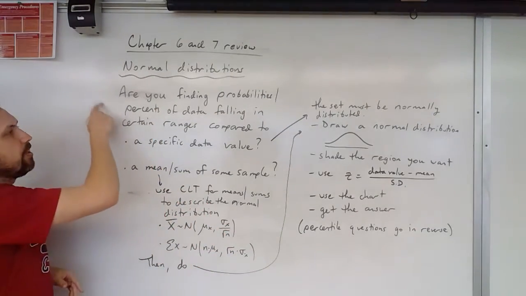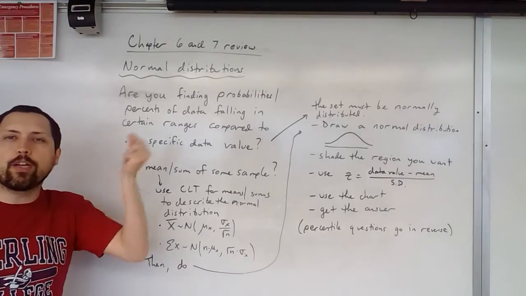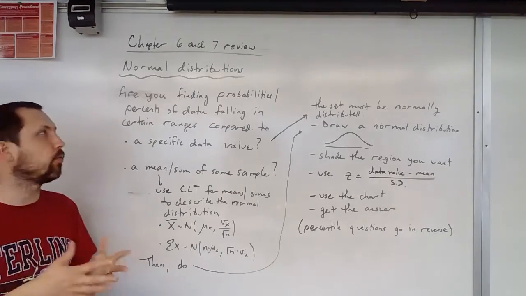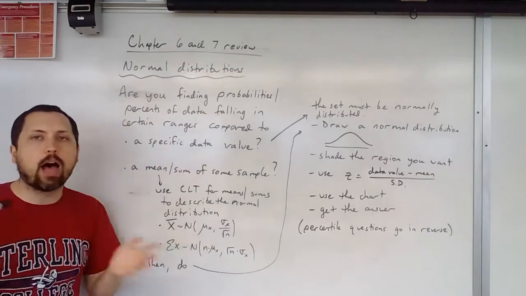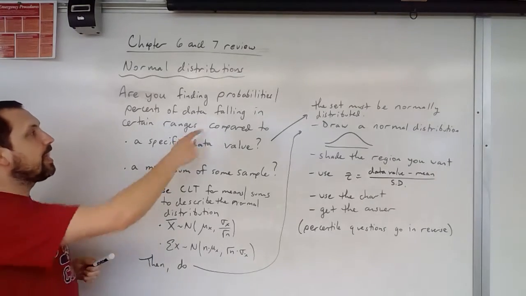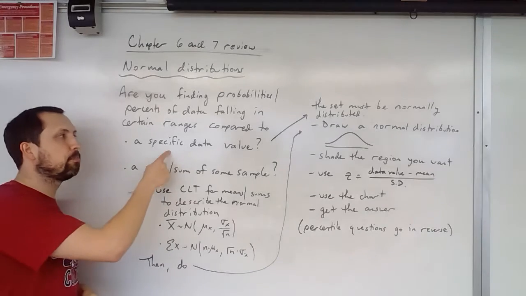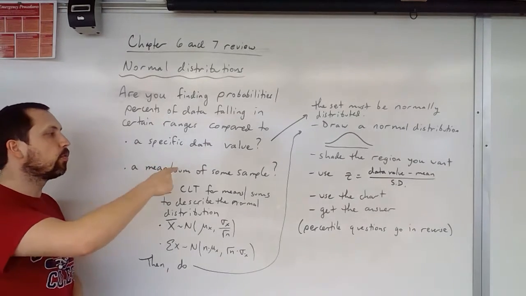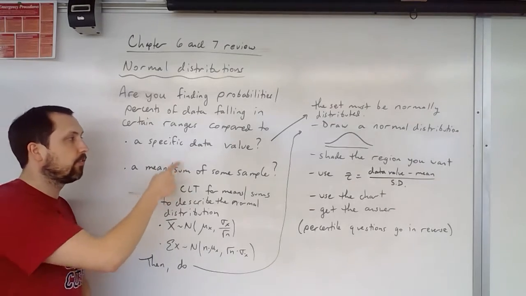Okay, so this is the go-to question you need to ask yourself when you see these types of questions: are you trying to find the probability or percents? I could ask them for either of these. Of data falling in a certain range, when you're comparing this to a specific data value, or a mean or sum of some sample. This is the major difference between these.